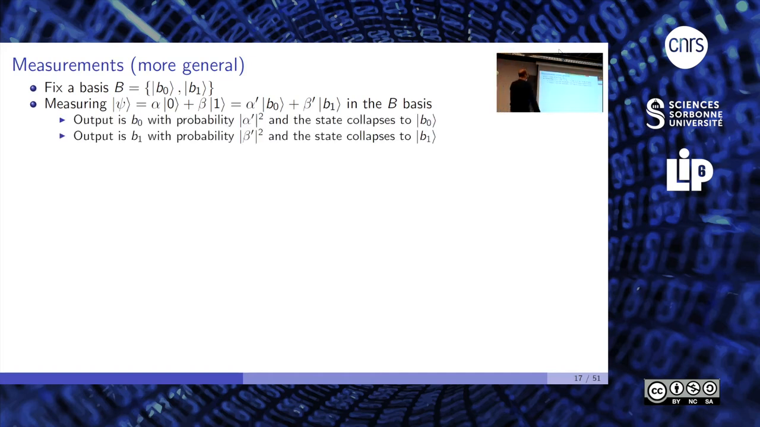And when you measure psi in the B basis, you have the outcome B0 with probability the norm of alpha prime squared, and then the state collapses to the state B0. And you have as output B1 with probability the norm of beta prime squared, and in this case, the state collapses to the state B1. Okay, so the same thing as we had before, but just for a general basis B0 and B1.